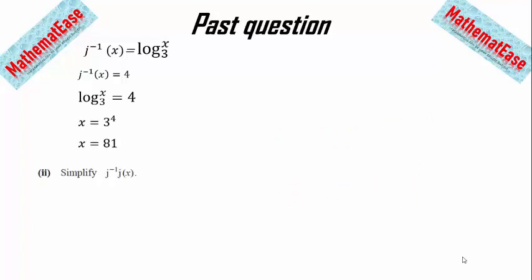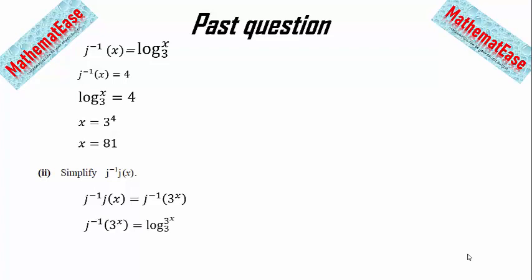Now I want to simplify j inverse of g of x. This is a composite function. We are embedding g of x inside the inverse function j inverse. Now, what is g of x? G of x is equal to 3 raised to power x. So j inverse of that one, j inverse of 3 raised to power x. Remember that j inverse of x is equal to log x base 3. Therefore, that one will be log 3 raised to power x base 3.